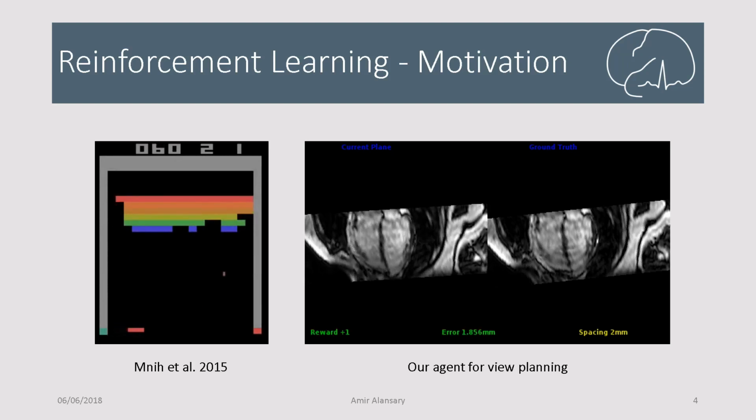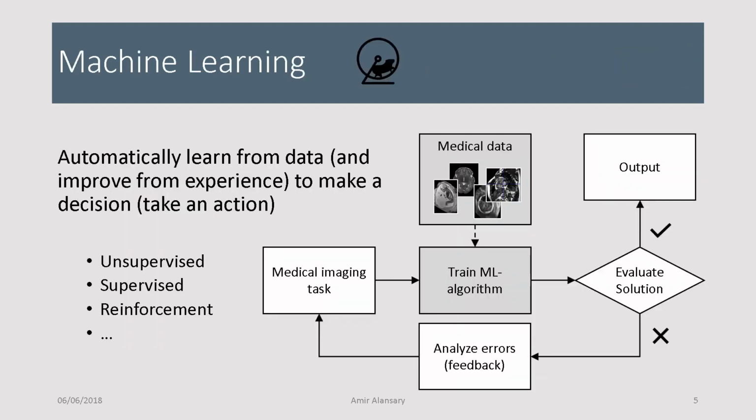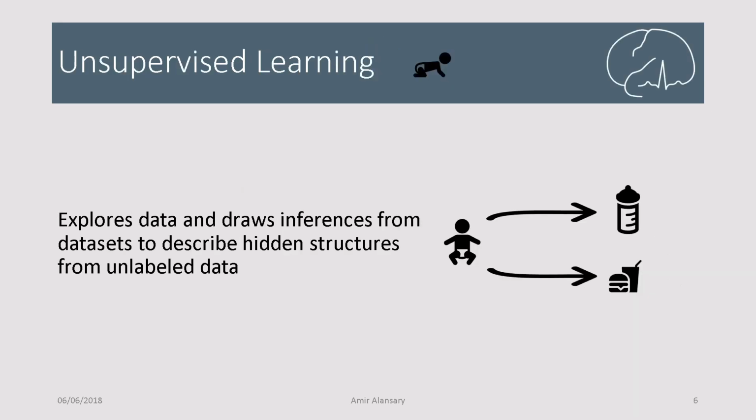Quickly to recap before we go into reinforcement learning: in machine learning, we design algorithms that learn from data. So we have a medical imaging task, and we train the machine learning algorithm using the data to solve this task. This can be categorized based on the training data type into unsupervised, supervised, reinforcement, or semi-supervised, as was explained before, or other categories.